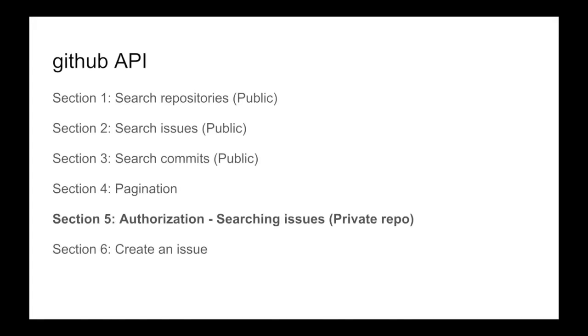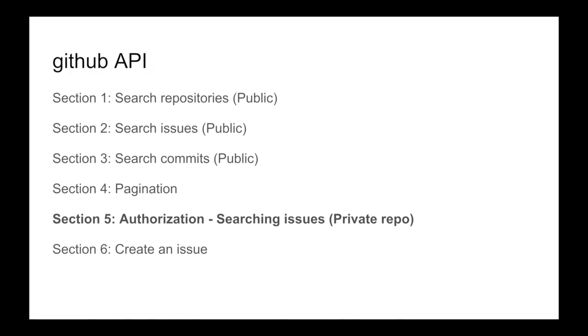Section 5, authorization. All the searches that we have done up until section 4 are public searches. That means you have access to this as a user. You don't even need to log in. It's publicly available, so you can make requests within reason. You're going to get rate limited. But for some requests, like hitting your local enterprise DevTopia or your private GitHub repo, you need to get authorized. GitHub really needs to know who you are. Authorize or authenticate, essentially. With that said, let's jump into this section and learn about this.